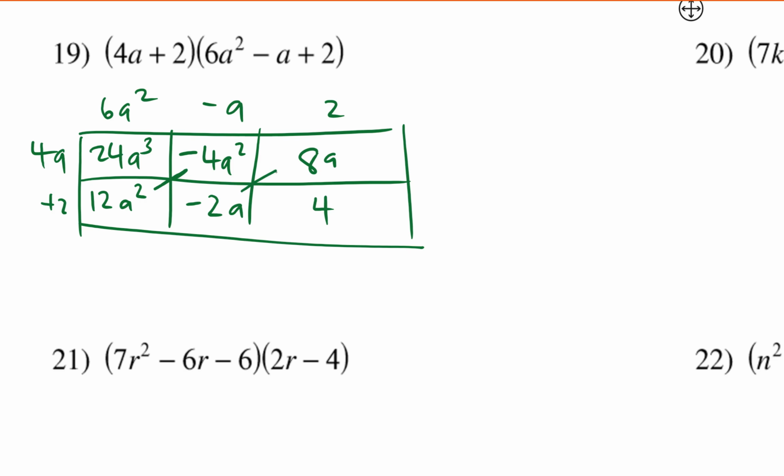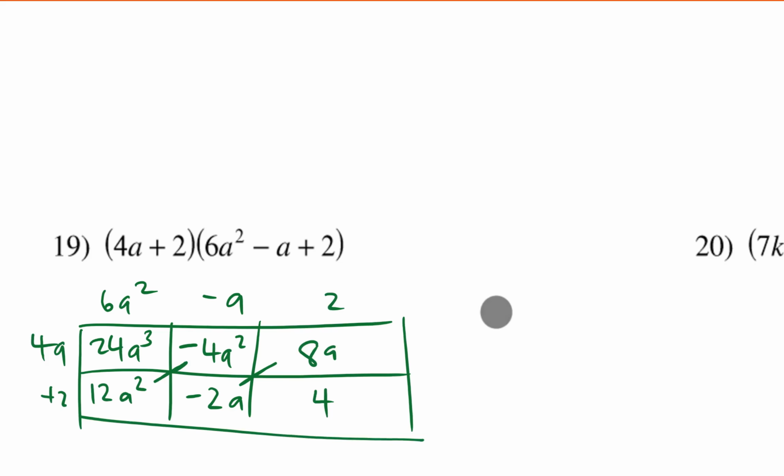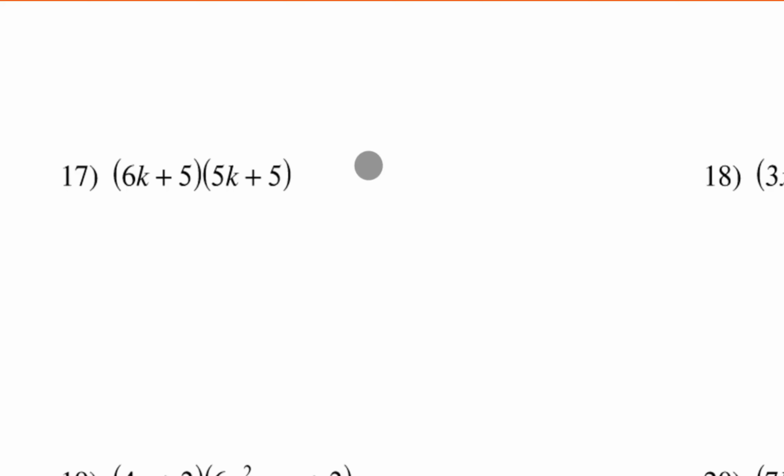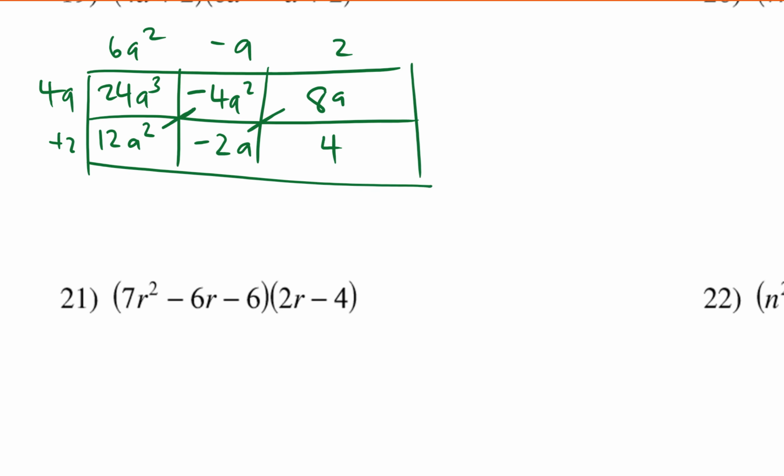Both to the power of 2. What do you notice about these ones? Both a's, aren't they? And if you think back to the questions up above, these two simplified. It doesn't always happen that way, but if you've written it down with a squared, a's, and their numbers, they simplify. So my answer, 24a cubed, 12a squared minus 4a squared is positive 8a squared. 8a minus 2a is positive 6a plus 4. There's my answer. Can you see that?